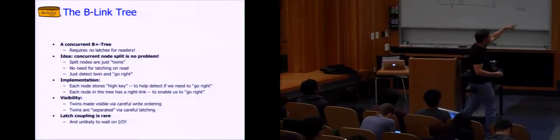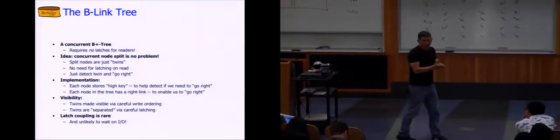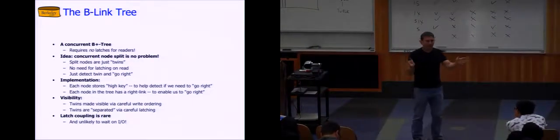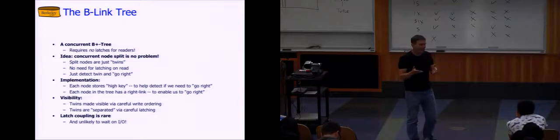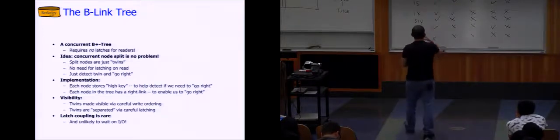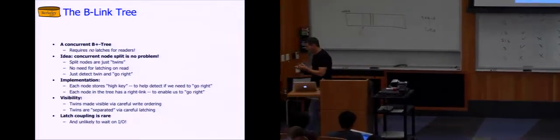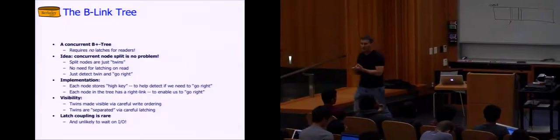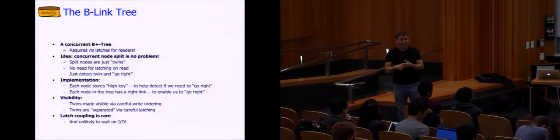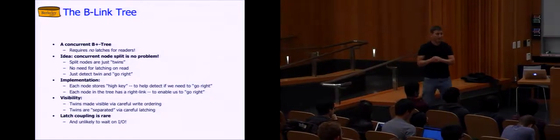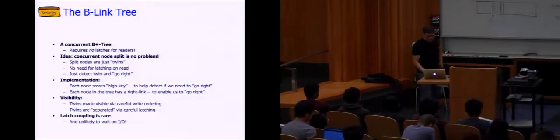The visibility here, we're just going to make sure that the twins are made visible by carefully ordering the writes of them and releasing the latches. You'll see how splitting works, okay? And latch coupling is actually going to be rare, though it is going to come up. All right, so I'm not going to tell you that B-link trees never latch couple, but they don't do it often, and they never do any latches for reads. Okay, so let's get through it.